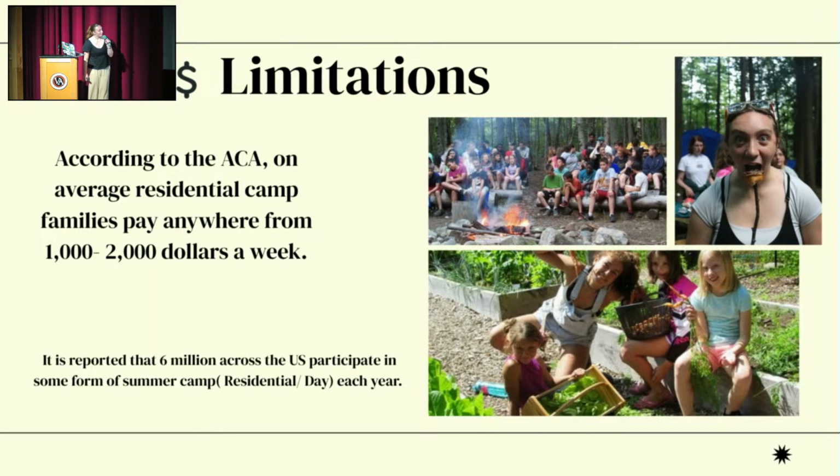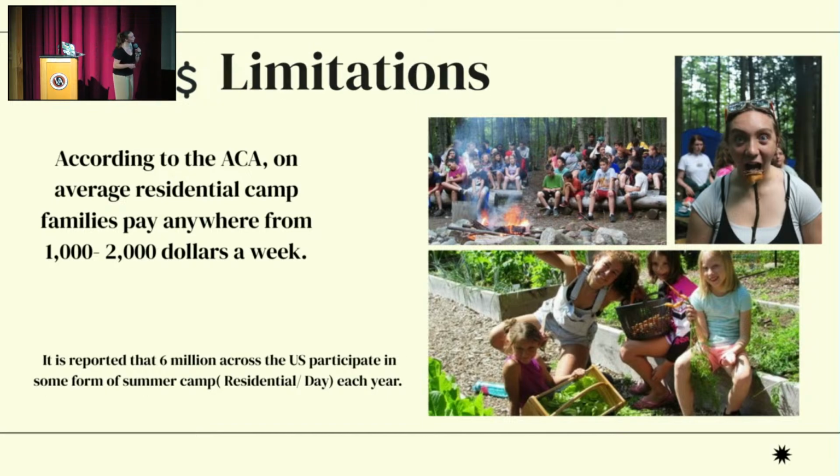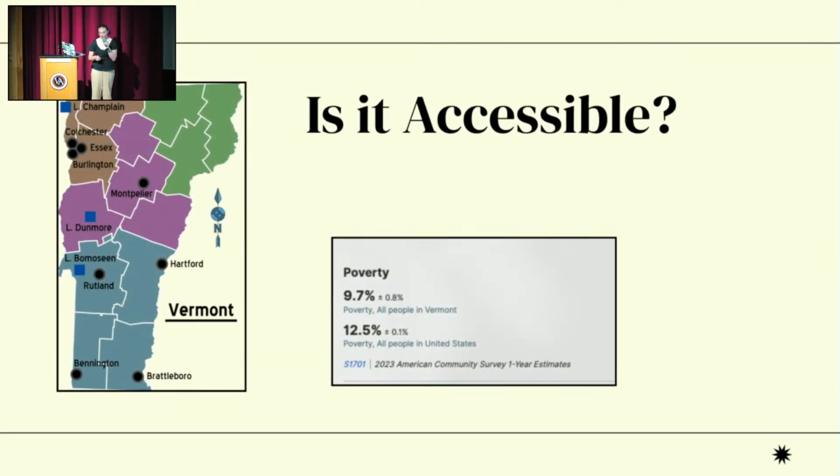According to the ACA, on average, the residential camps families pay between $1,000 to $2,000 a week for summer camp. But it's been reported that 6 million across the U.S. participate in some form of residential or day camp each year. So, following that, you might think, wow, that's a lot of kids enrolled, that's a pretty good percent. But when looking at Vermont, the poverty percentage is 9.7, which is pretty low. Kudos to Vermont, but they don't qualify for a lot of these programs that I just listed for you.